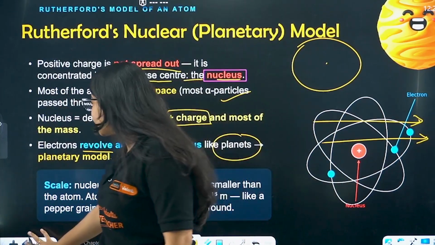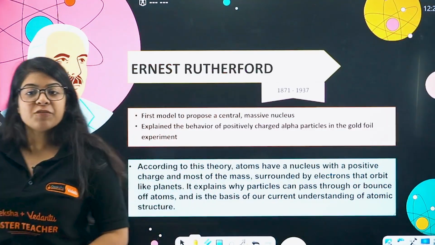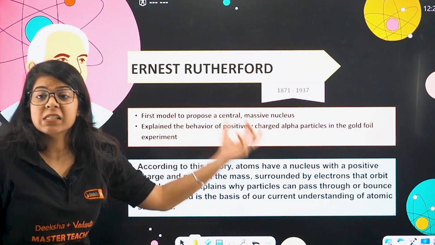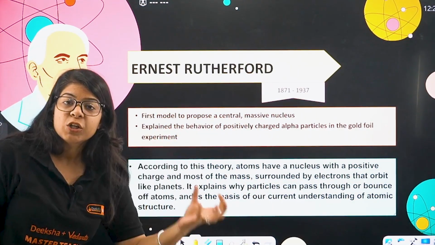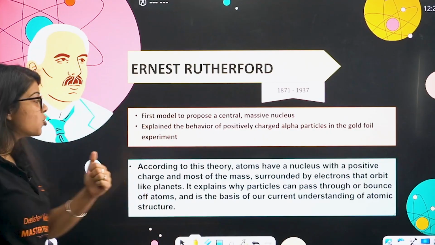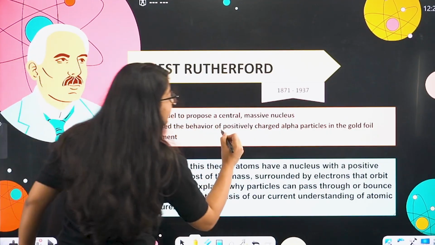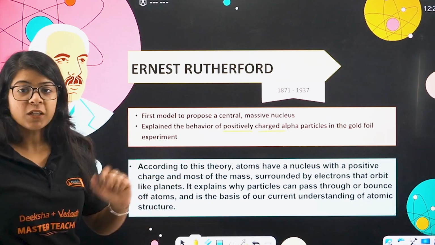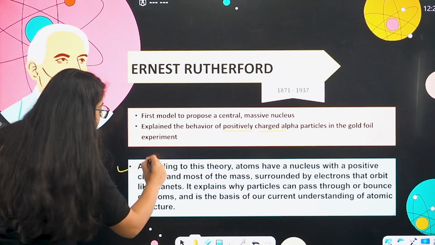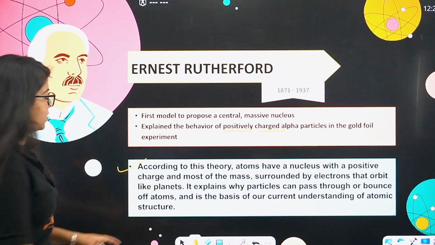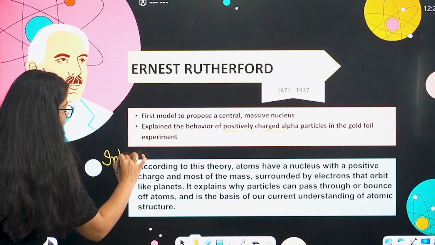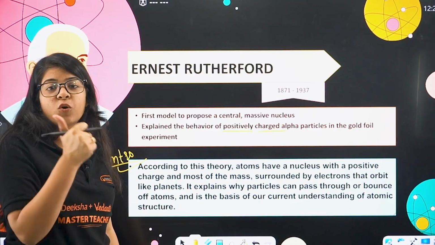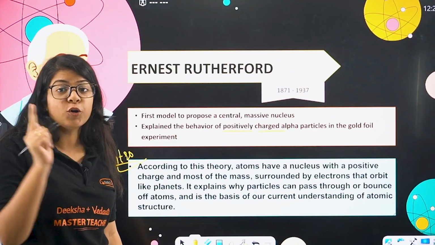So what actually did Rutherford say? He gave the first model to propose a central and massive nucleus that was positively charged, and explained the behavior of positively charged alpha particles in the gold foil experiment. True. According to this theory, you have to write this. This is the introduction of Rutherford. They will ask you about the gold foil experiment and Rutherford's postulates.